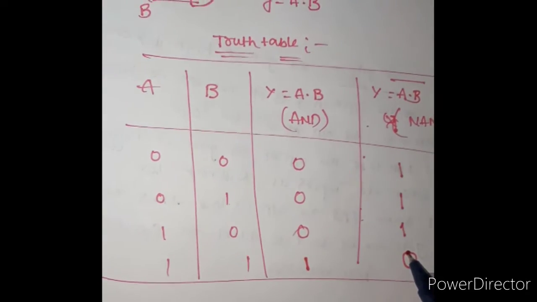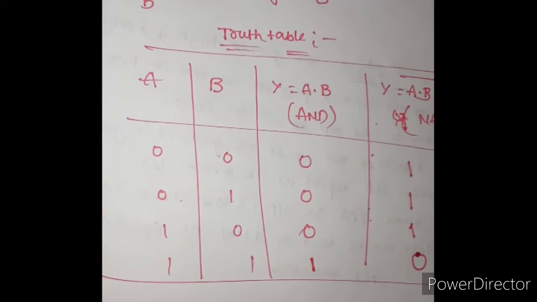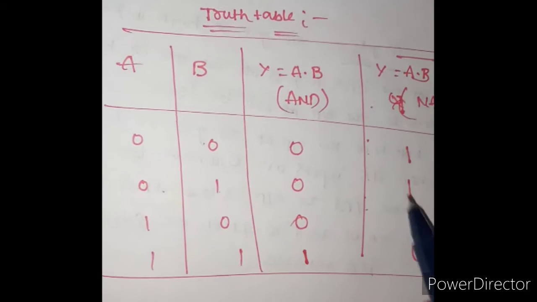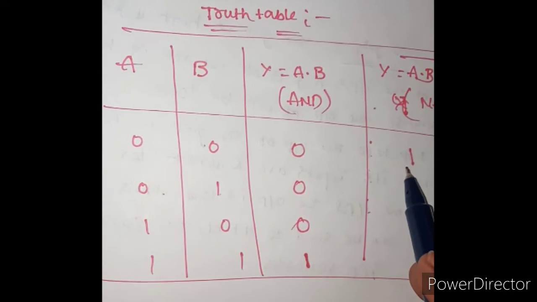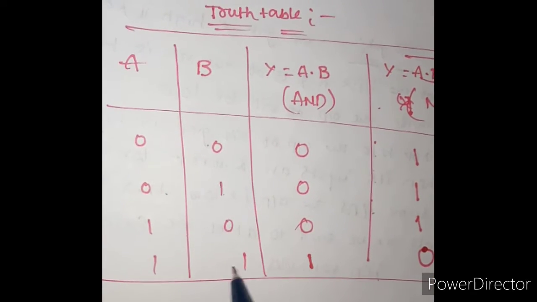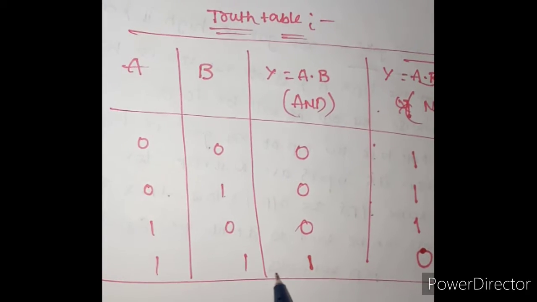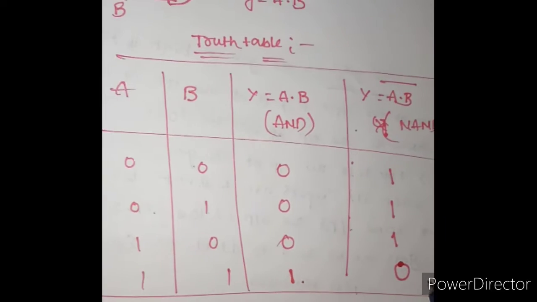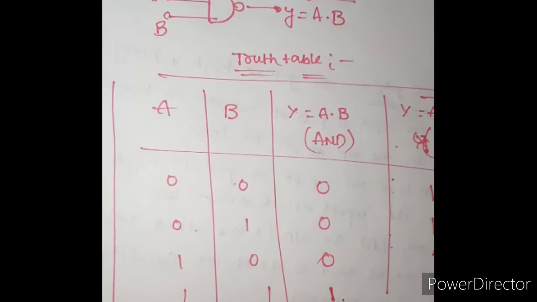See here, when all the inputs are low or any one of the inputs is low, the output is high. When all inputs are high, see here, these are high, the output is low. This is known as a NAND gate.